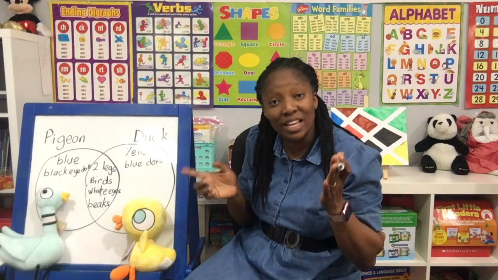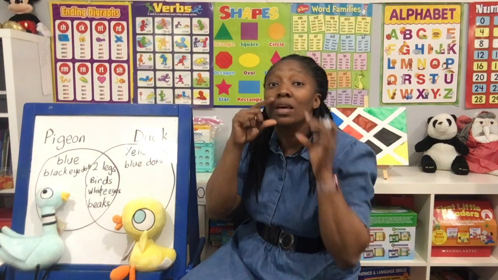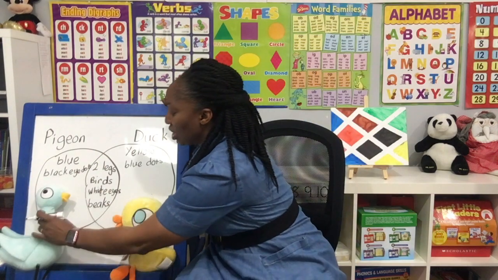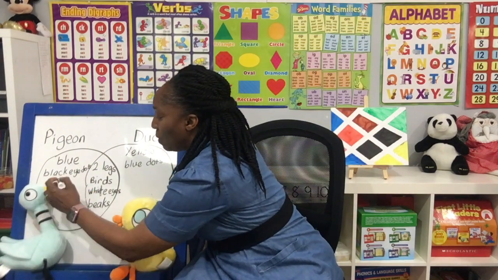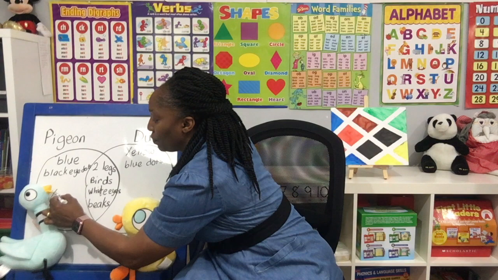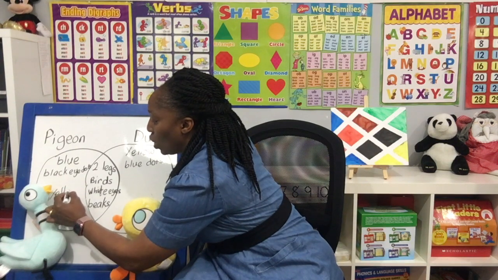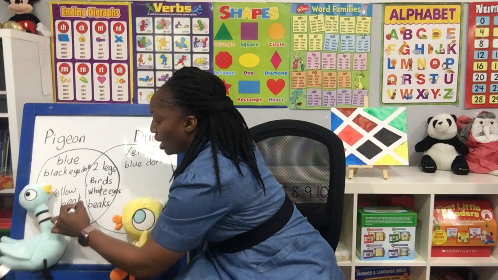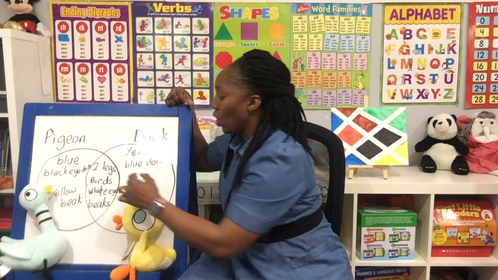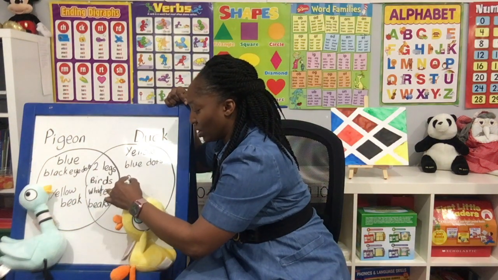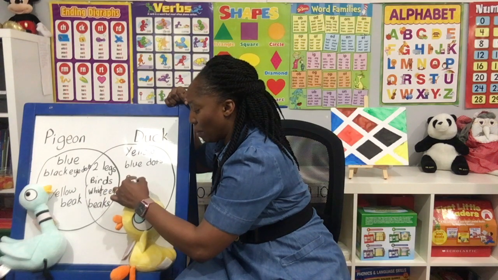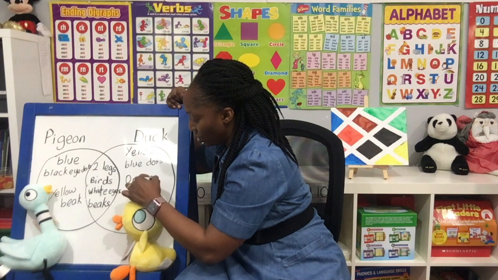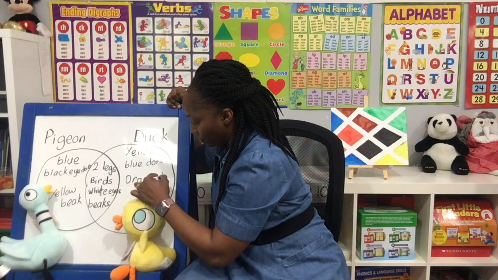Yes. Pigeon has yellow beak. The beak is the mouth. This is a beak and this is a beak. So pigeon, let's move it over just a little bit, has yellow beak. And duck has orange beak. That's good. A lot of information with those colors. Orange beak. Very good.